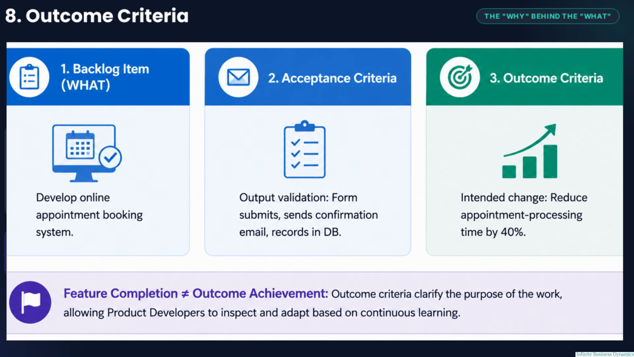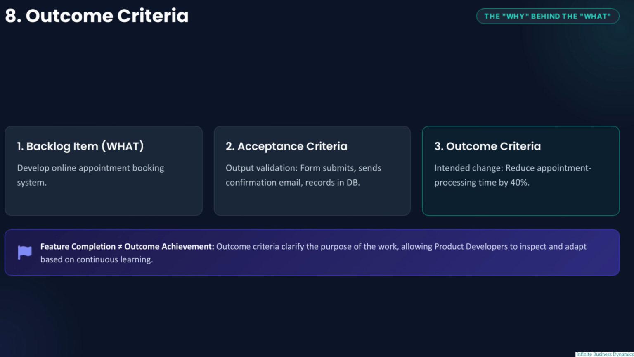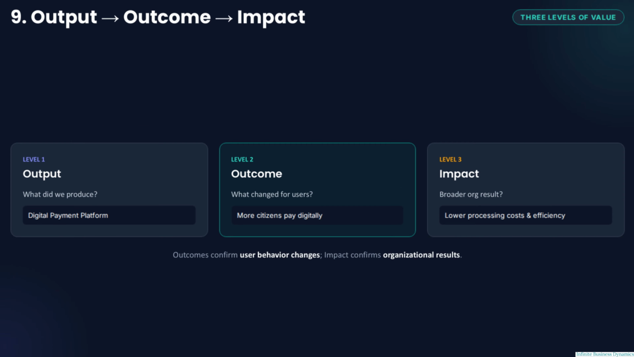Outcome criteria take us one level further. They describe the intended change that the feature is expected to create. In this case, reducing appointment processing time by 40%. This highlights an important distinction. Completing a feature does not mean that the intended outcome has been achieved. Outcome criteria make the purpose of the work visible and give product developers a basis for inspection and adaptation as evidence and learning emerge.